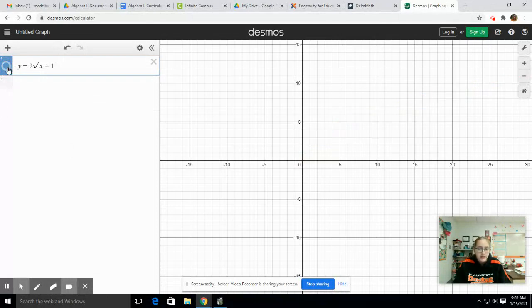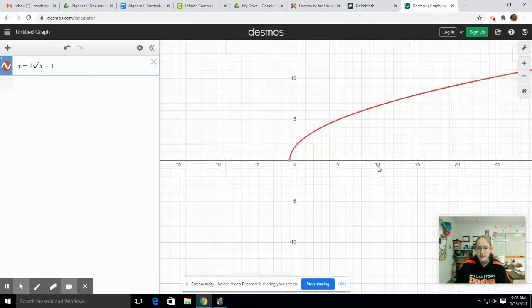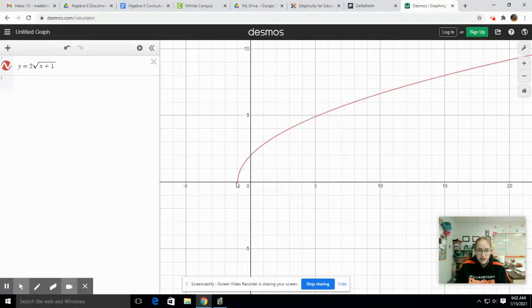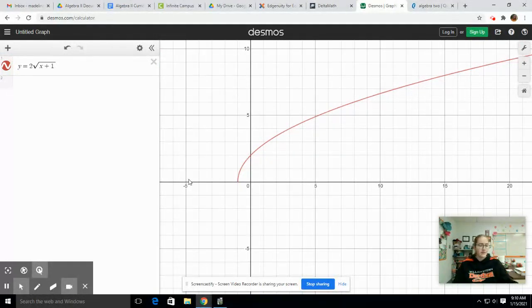If you don't like red, you can change the color somehow. I thought I knew how, but obviously I don't. So once we have this graph in here, we're able to zoom in and look for those coordinate points. Sorry, someone came in, so this is an awkward transition.